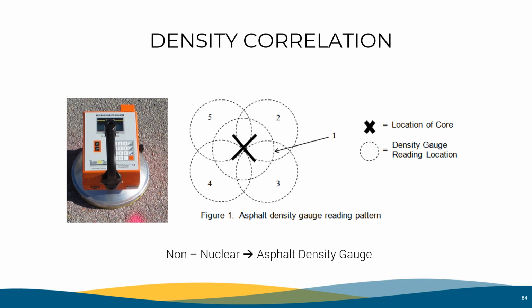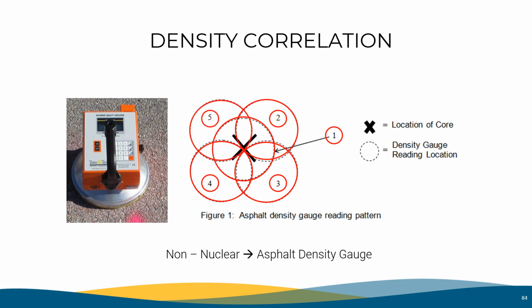This slide shows the density gauge on the left and the reading locations on the right. This density gauge is called the PQI, which stands for Pavement Quality Indicator. You will notice that there are 5 readings taken at each density location. This layout is shown in the contract specifications for reference.